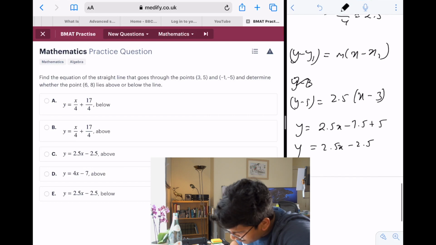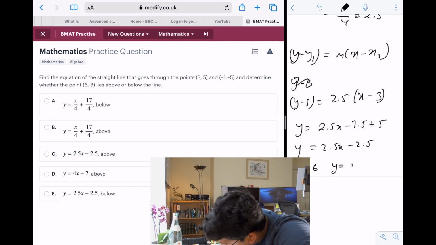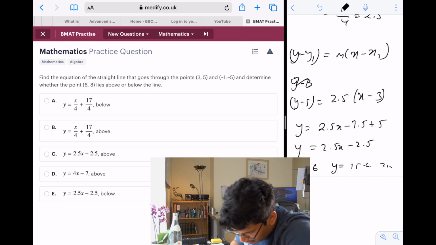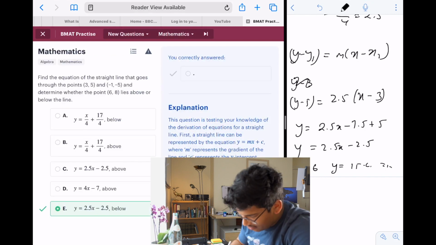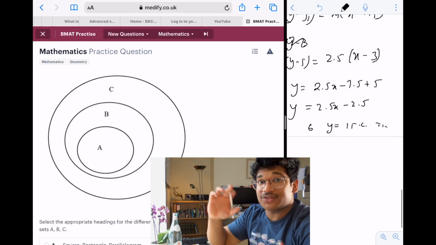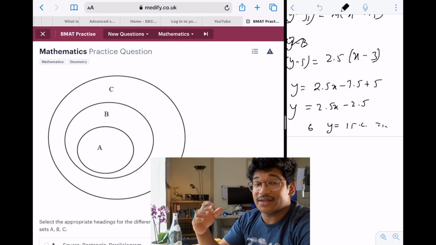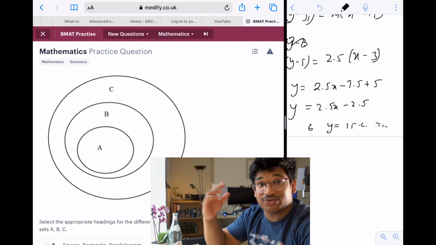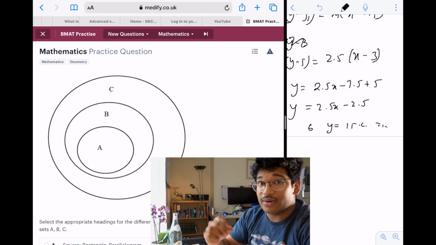Is the point going to be above or below? So if my x coordinate is 6, then y is equal to 15 minus 2.5, 12.5. That'd be below the line. Great. Correct. Lovely. So just imagine quickly where the line is, and of course if the y value I get from my equation is greater than the coordinate, the point is going to be below, and it was in that case.